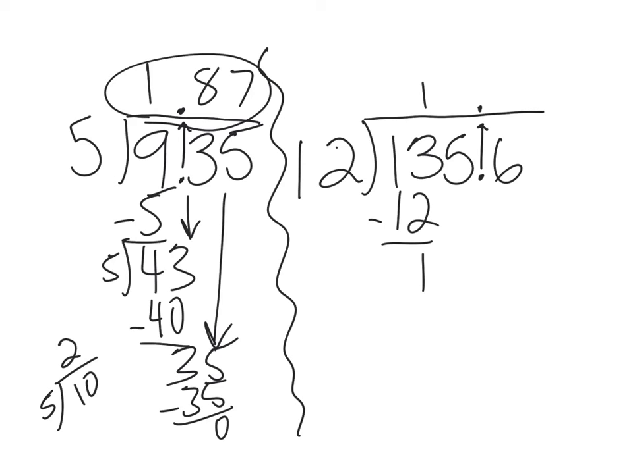We're going to look here and compare. 12 is greater than 1, so we're good. We're going to bring down the next digit, which is a 5. 12 is going to go into 15, again, just one time.